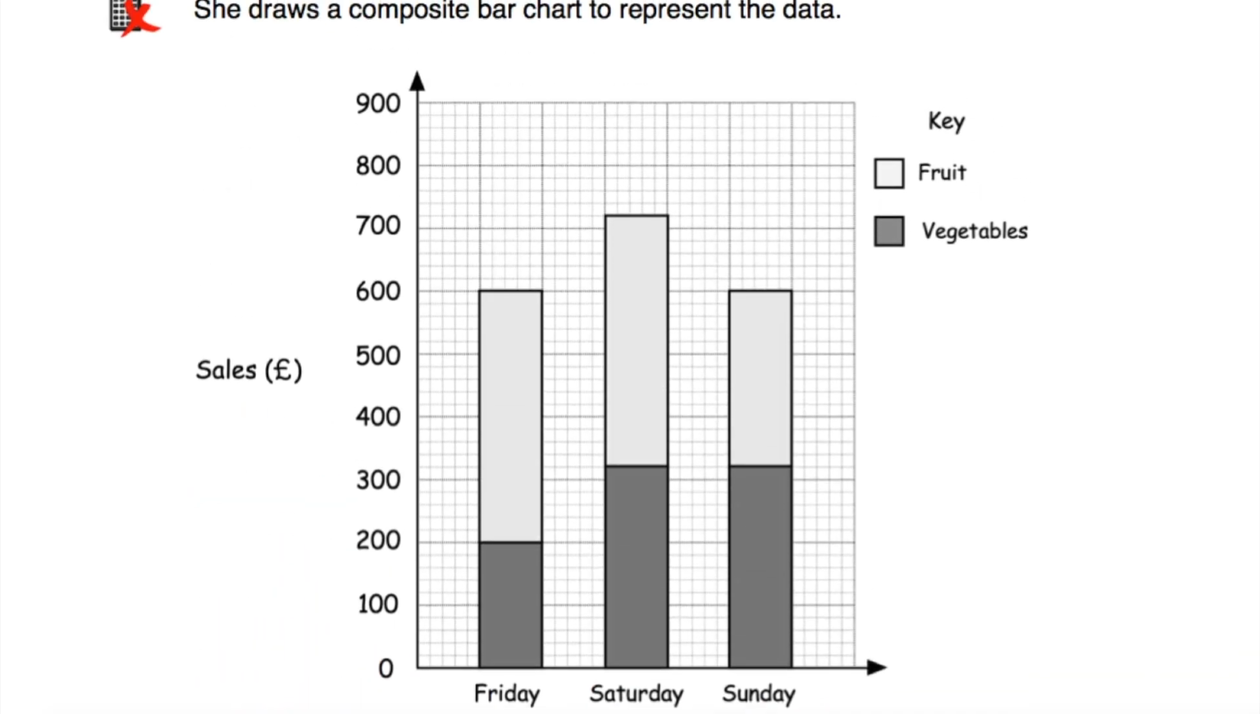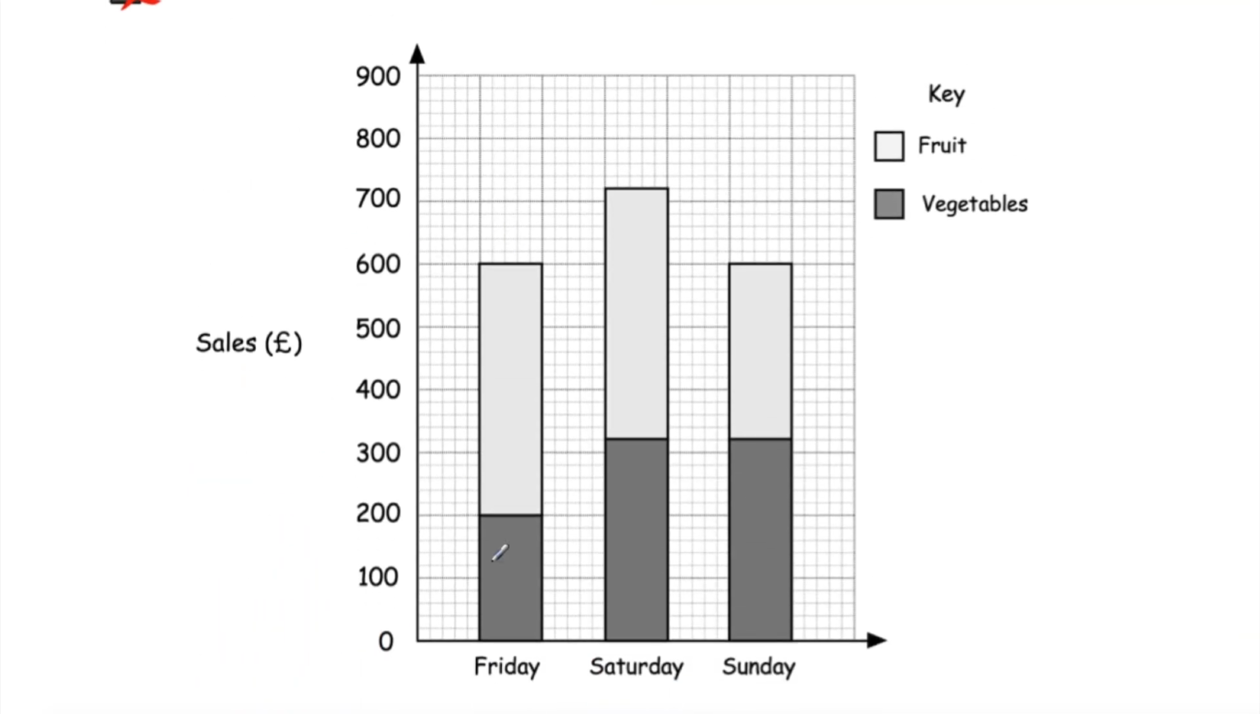So on which 2 days were her total sales the same? Her total sales will be the total height of the bars. She sold £600 on Friday. On Saturday, let's see what we're going up in: 20, 40, 60, 80. If you take the 100 and divide it by 5, you get 20. So we're going up in 20s: 20, 40, 60, 80, 100. That's one above, so that's going to be £720 altogether.